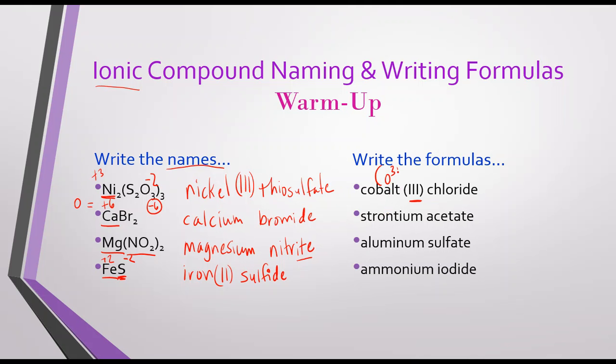It's a +3 charge. Now for chloride, what's the charge on chloride? -1, good. So how many of each do I need to make this formula work and add up to 0? One cobalt and 3 chlorides. Very good. So this would be CoCl3. So think about the ratio of what you need to make it add up to 0.